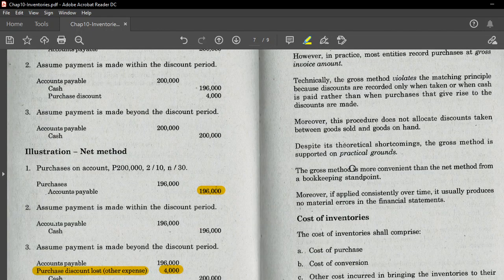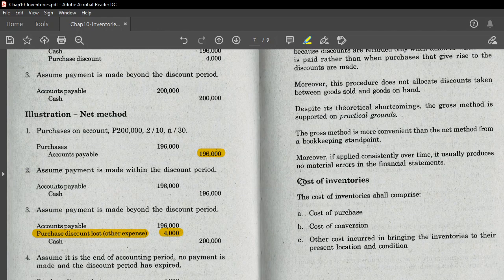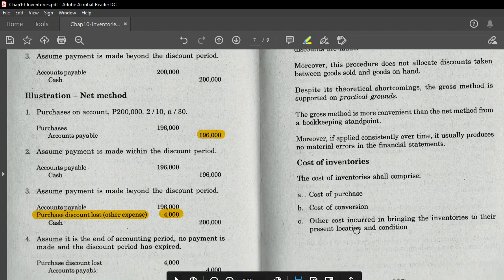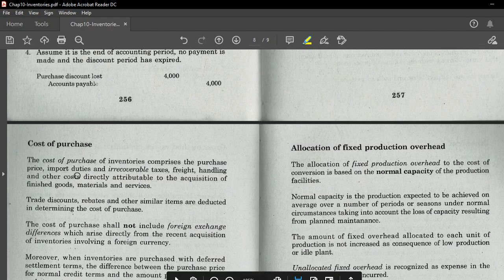So, we're done with the gross and net method. Let's have the cost of inventories. So, cost of inventories, we have these three: the cost of purchase, cost of conversion, and your other costs. So, the first one is the cost of purchase.